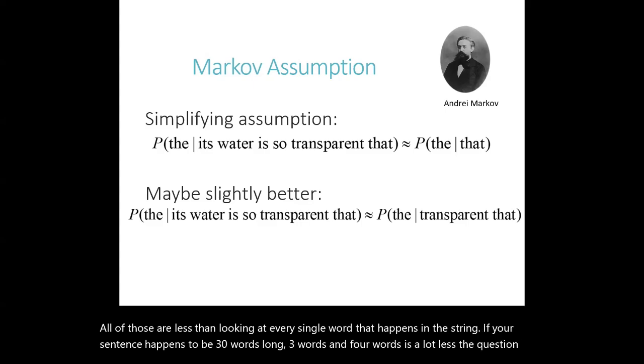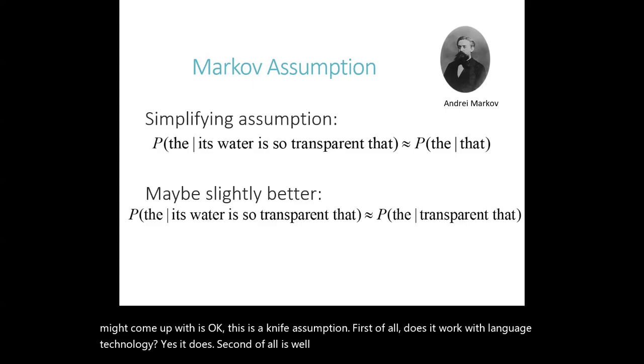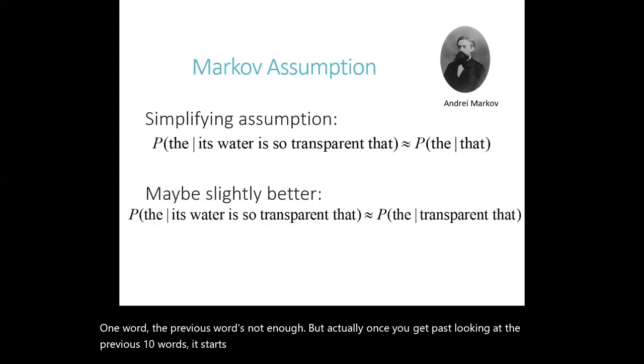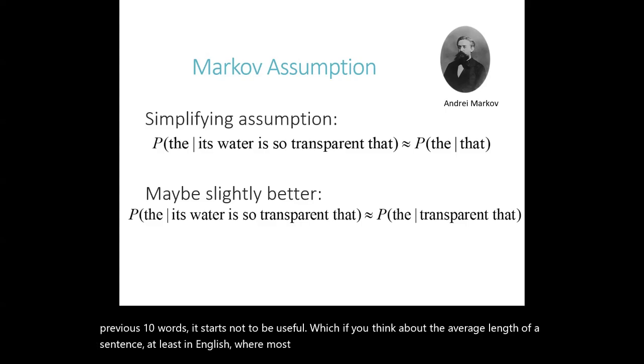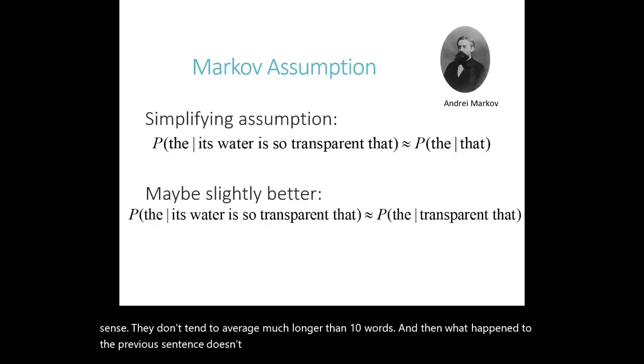So the question you might come up with is, okay, this is a nice assumption. First of all, does it work with language technology? Yes, it does. Second of all is, well, how simple should I get? Is one word enough? Are the previous 2 words enough? And it turns out that the previous word's not enough, but actually once you get past looking at the previous 10 words, it starts not to be useful, which if you think about the average length of a sentence, at least in English, where most of this work has been experimented with, that makes sense. They don't tend to average much longer than 10 words, and then what happened in the previous sentence doesn't really affect the next sentence as much.